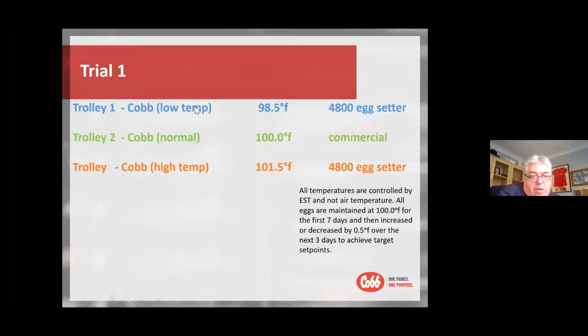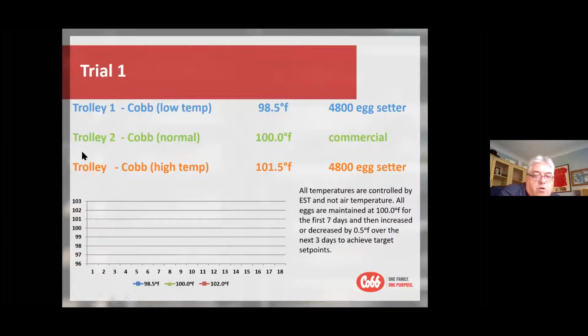What we set up was to look at a low temperature and a high temperature as a comparison against the normal. We wanted to look at 98.5 degrees Fahrenheit for low temperature, and initially 101.5 degrees Fahrenheit for the high temperature, which we did on the first trial. But on the subsequent trials, 2, 3, and 4, we did 102 degrees.